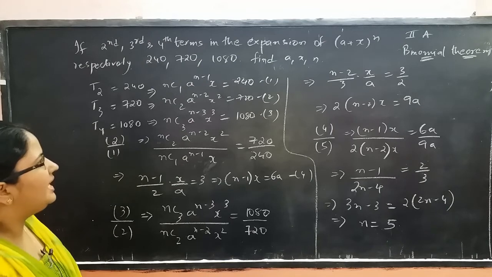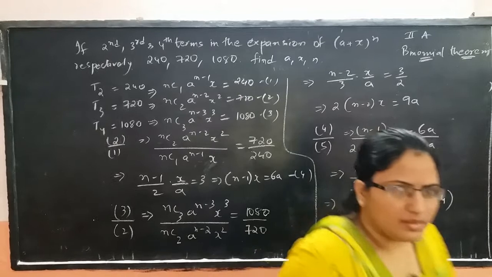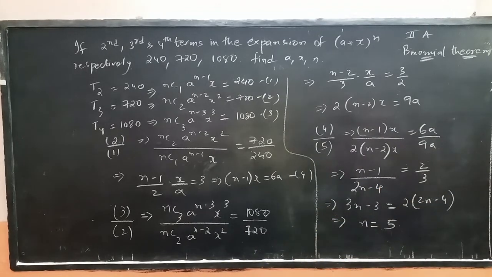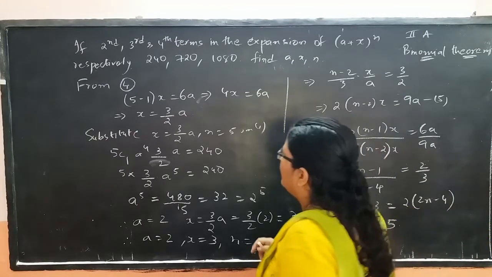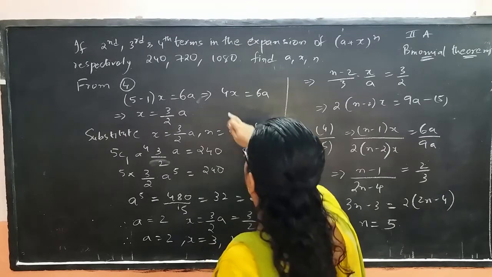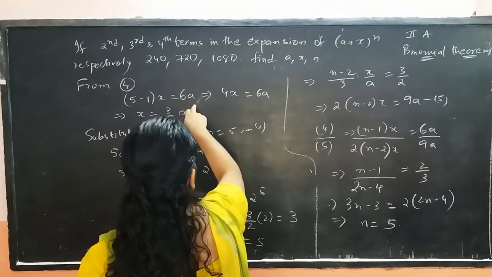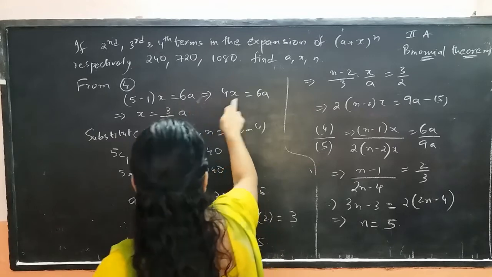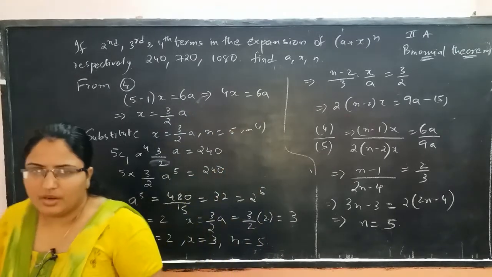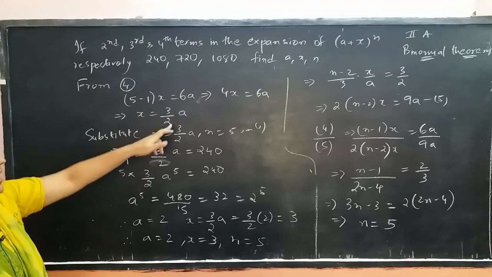Now you have to find a value as well as x value. Here you got n value as 5. So use this in equation 4. Equation 4 is n minus 1 into x is equal to 6a. So 5 minus 1 into x is equal to 6a. 4x is equal to 6a. X value will be equal to 3 by 2 a.